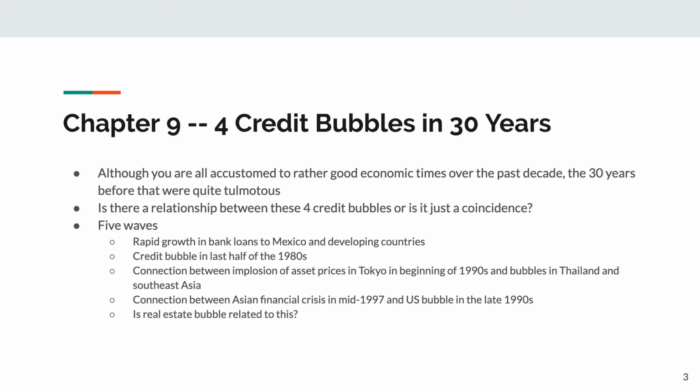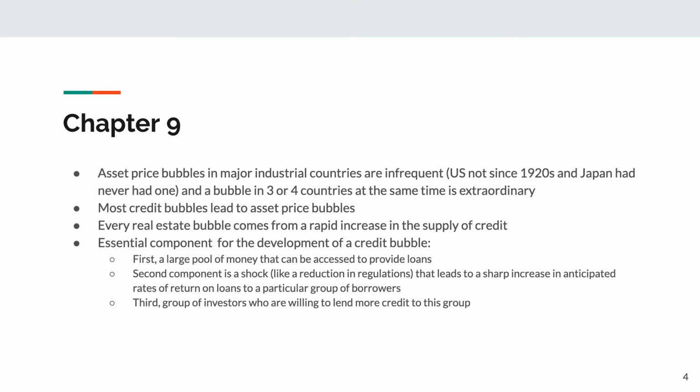So it's really these waves, these continual waves, and this is pretty unique. Although it's not unusual to have asset price bubbles, they obviously don't happen all that often. With the first one in 1987 in the United States, not having been experienced since the 1920s, and Japan having one starting in the late 1980s and never having had one before that. And what's even more unusual is that you would have a bubble occurring in several countries at the same time, as we did in the Mexico Latin America debt crisis, and as we had in the East Asian financial crisis.